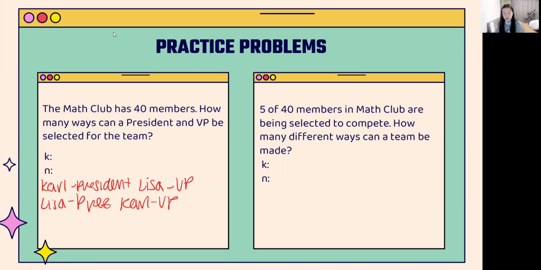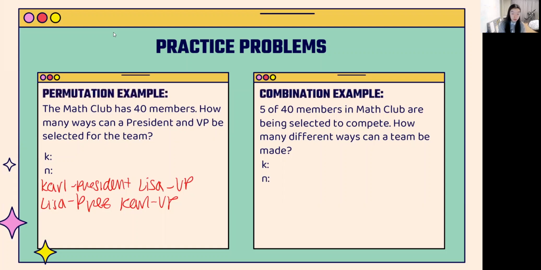Now for this question over here, 5 of 40 members in math club are being selected to compete. How many different ways can a team be made? Does order matter here or does it not? The answer is order does not matter, because for the 5 people that you select for the team, it doesn't matter what order you put them in. They're all just going to be team A. So even if I put Lisa, Carl, David, Matthew, and Pete in a team, it doesn't matter what order I put them in, first or last, there's still going to be one combination. And if I change the order, it's still the same combination. So this is a combination, and this is a permutation.